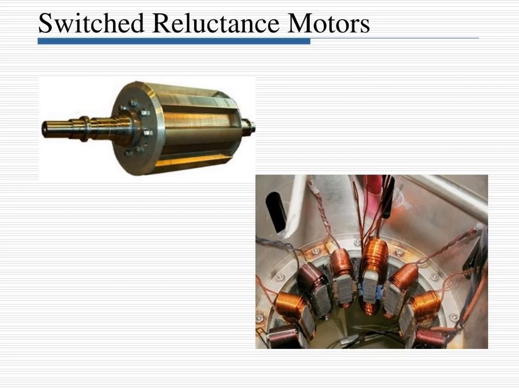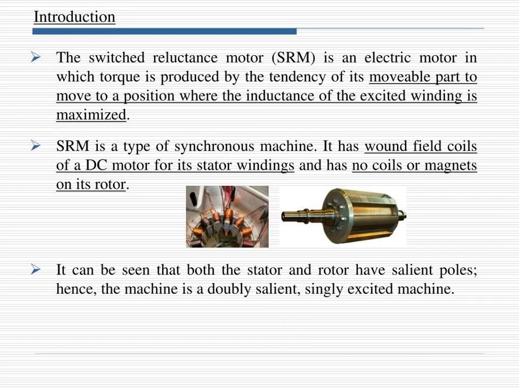So we are seeing a diagram of a switched reluctance motor in real. A switched reluctance motor, also called an SRM, is an electric motor in which torque is produced by the tendency of its movable part to move to a position where the inductance of the excited winding is maximized.